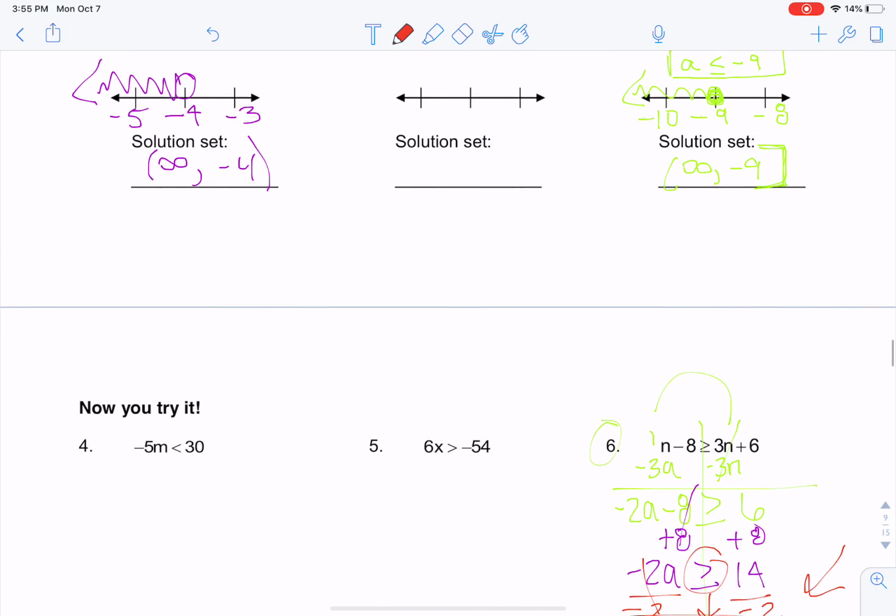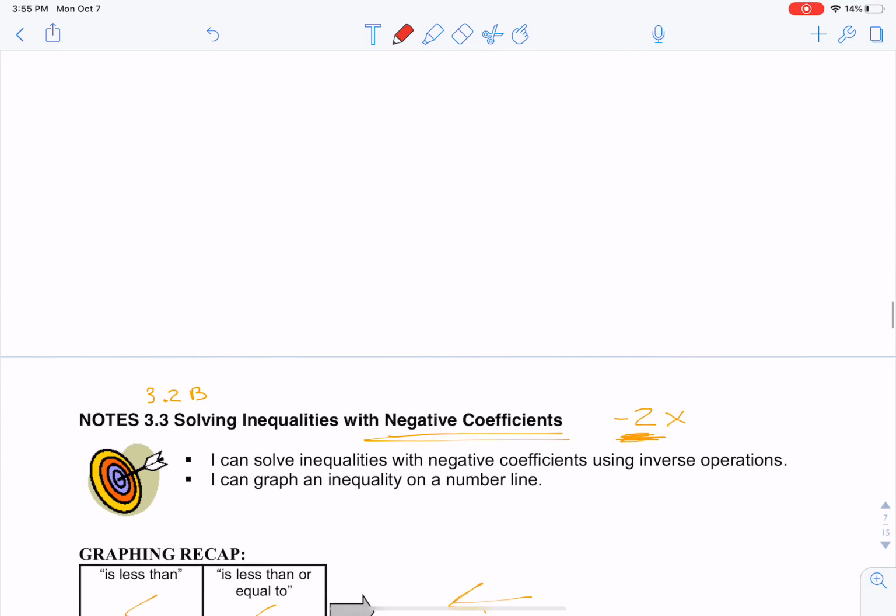Okay, so you're going to be practicing this. I know you've got some blanks. Hopefully you have good examples. That's all I got.